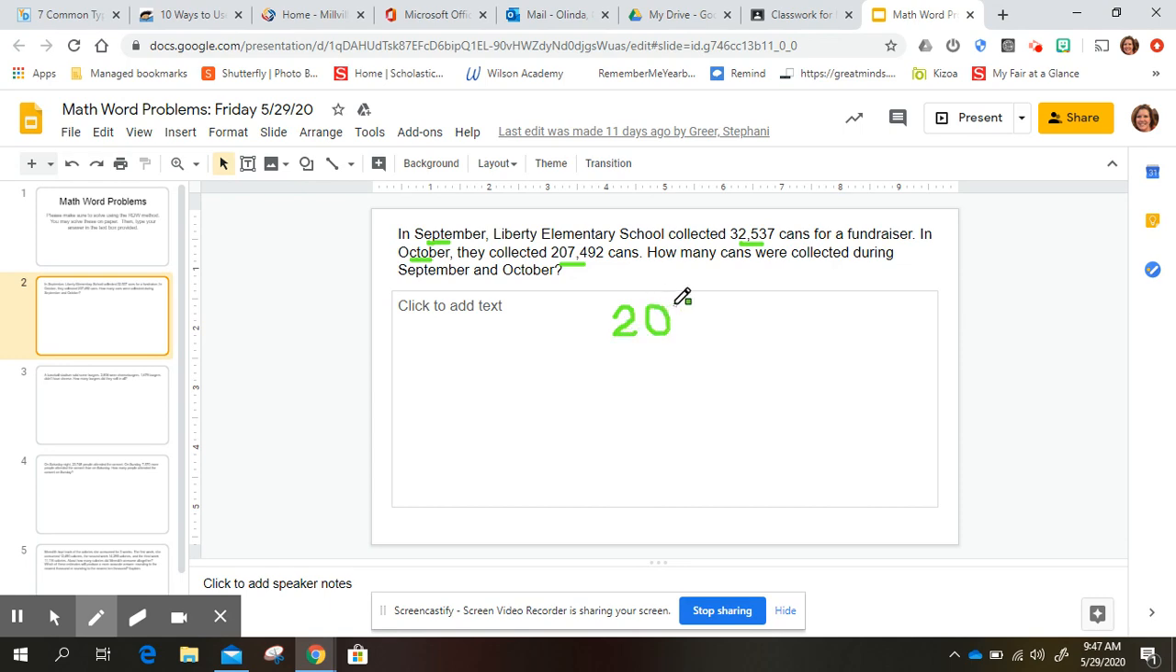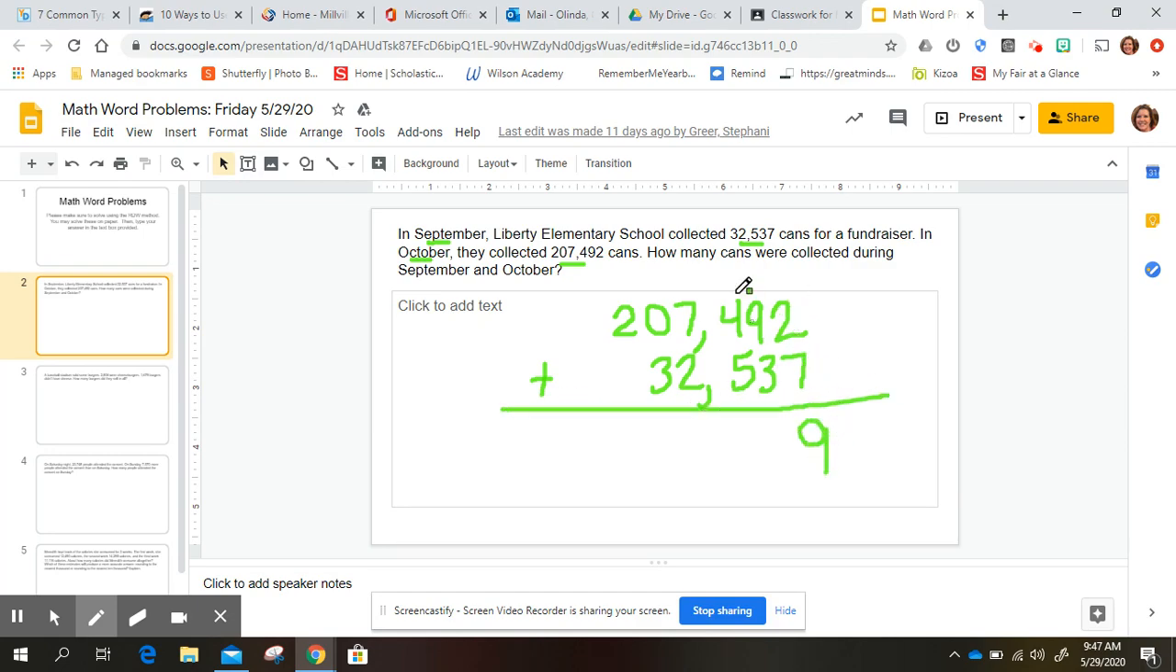So I'm going to write 207,492. And then I'm going to add 32,537, and make sure that you're lining up your numbers correctly. So 7 plus 2 is 9. 9 plus 3 is 12. 5 plus 4 plus 9 is 18. 7 plus 1 plus 2 is 10. 3 plus 1 is 4. And then I just bring down that 2 because really that's a 0 there.